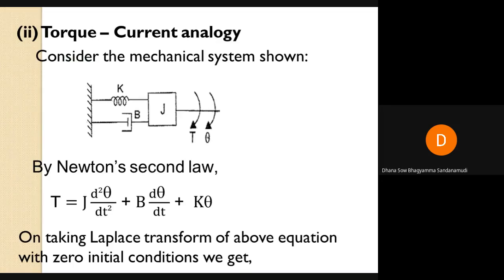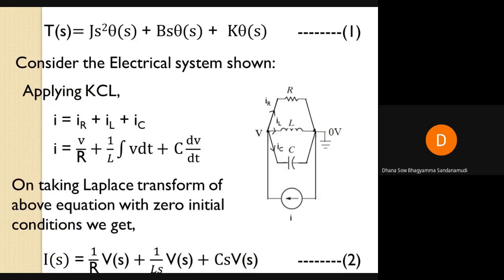Applying Newton's second law to this basic mechanical system, I will get T equal to J d square theta/dt square plus B into d theta/dt plus K into theta. Now apply Laplace transformation to this, similar to your previous case. You will get T(s) equal to J s square theta(s) plus B s theta(s) plus K theta(s). Now consider the electrical circuit.